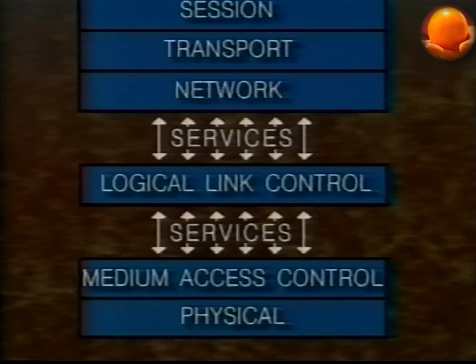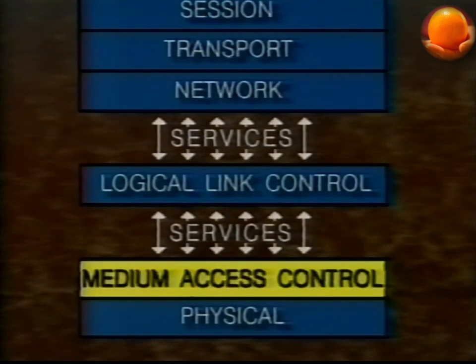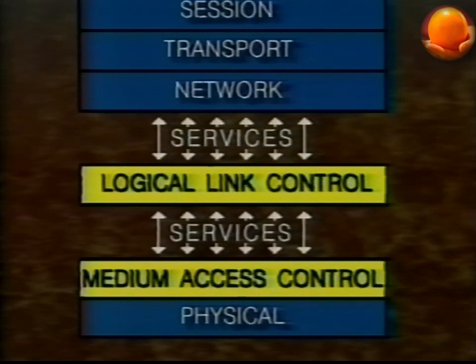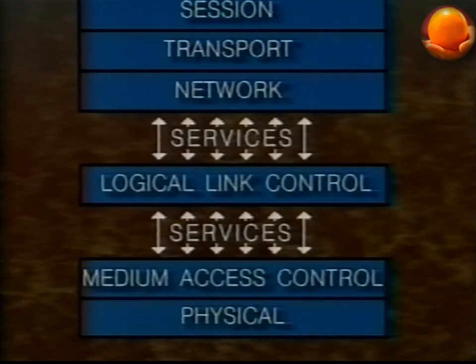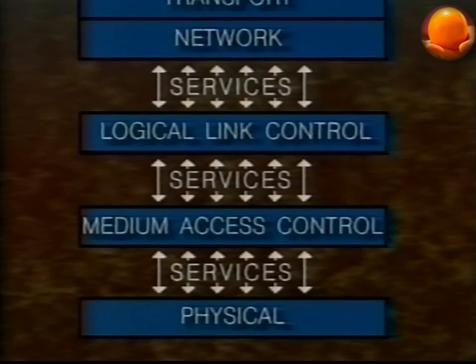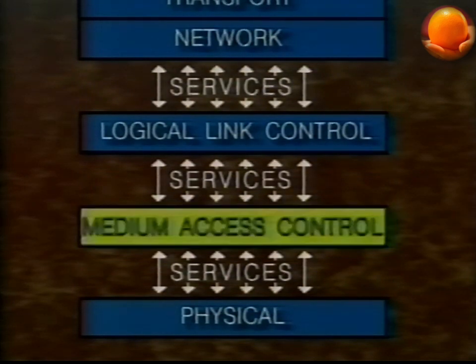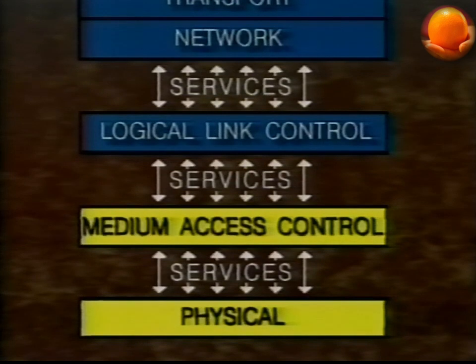Medium Access Control sublayer services are those services that a MAC entity provides to an LLC entity. They define the interface between the LLC sublayer and the Medium Access Control sublayer and describe the functions that an LLC entity can request of a MAC entity. Physical layer services define the interface between the MAC sublayer and the physical layer.